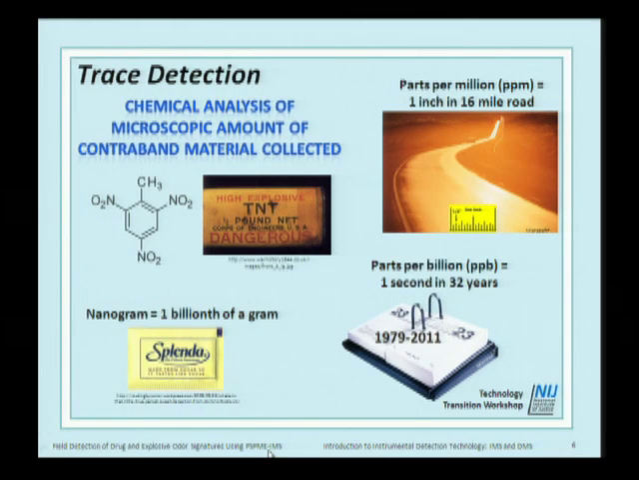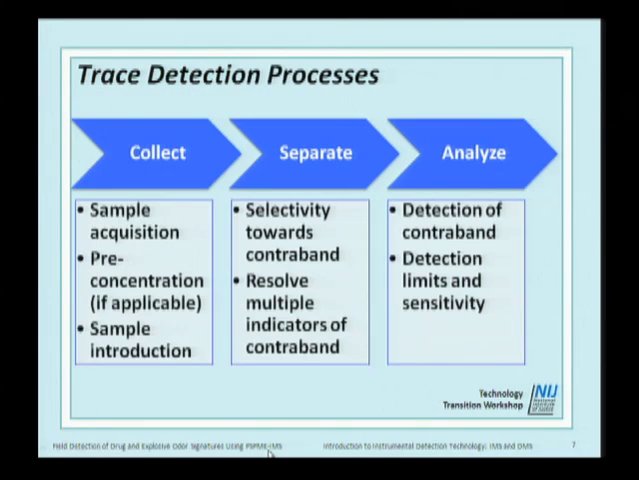And parts per million, you can visualize as 1 inch in a 16-mile road, or more dilute would be parts per billion, which is a second in 32 years. So for trace detectors, there are 3 different steps. The first is collecting your sample, which, like I said, is very important for trace detection. Then separating your different components and analyzing them to produce an alarm, which gives the operator an indication that there is possibly a threat agent present.